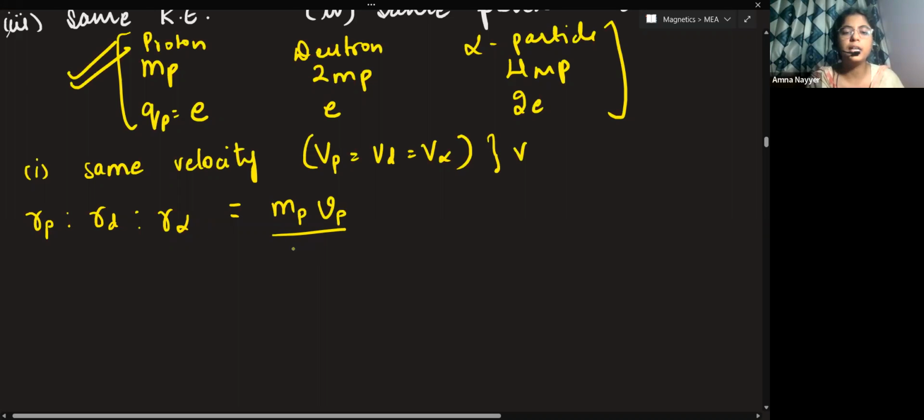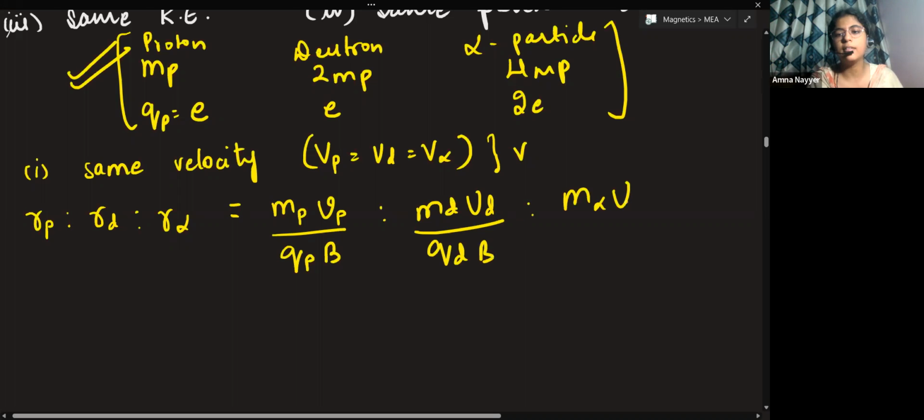mv divided by qB. The magnetic field will obviously be the same because the particles are entering the same magnetic field. Then m_d v_d divided by q_d B is to m_alpha v_alpha divided by q_alpha B. See what will be the ratio.